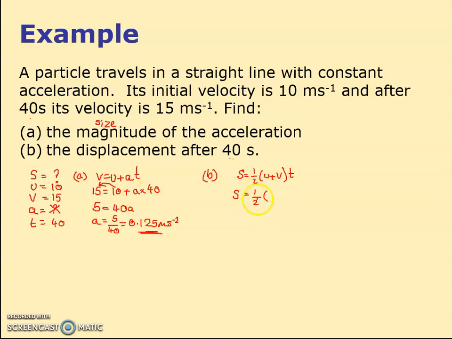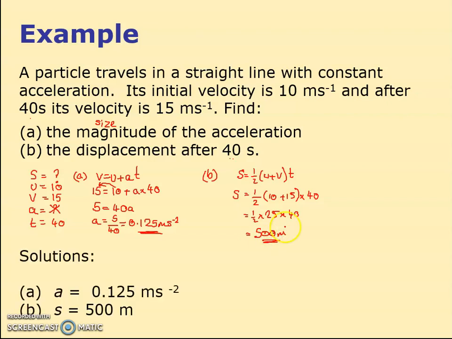u plus v, that's 10 plus 15. And you could have just written 25 there, wouldn't be the problem. Times t is 40. So it's a half times 25 times 40. I think that's 500, but I'll do it on the calculator. 0.5 times 25 times 40 is 500. So 500 meters. See what the answers are.